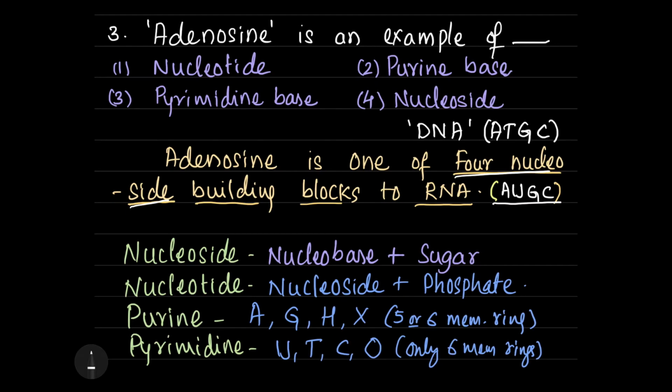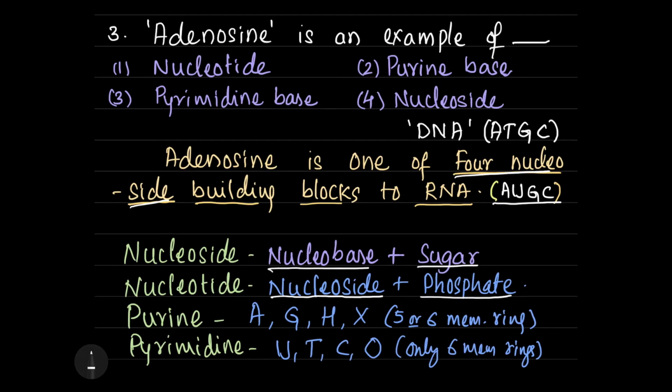So let us see the basic properties. What do you mean by nucleoside? A nucleoside is made up of a nucleobase and a sugar. A pentose sugar is required to form the nucleoside. And a nucleotide is a combination of a nucleoside and a phosphate, so a phosphate is required.